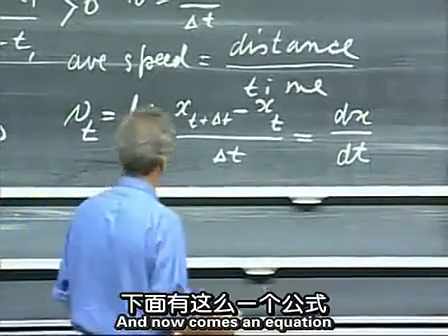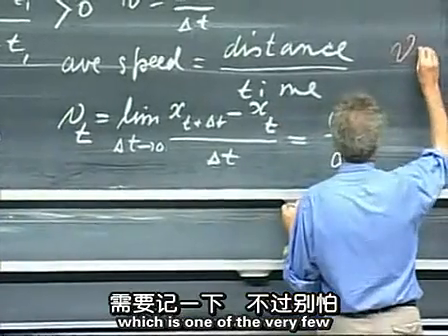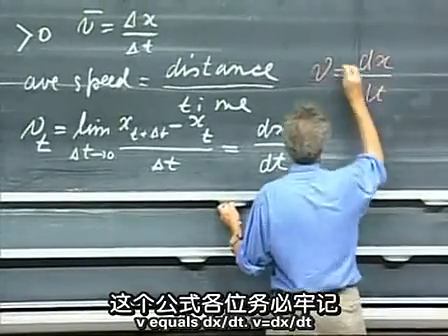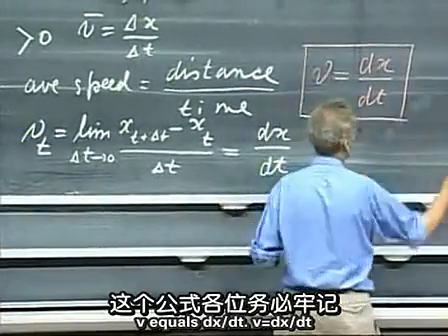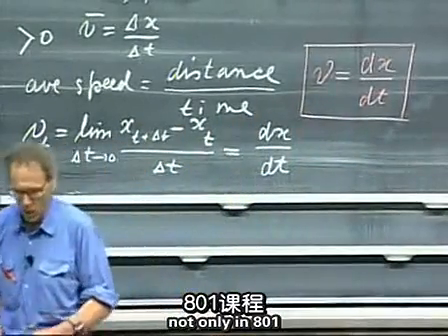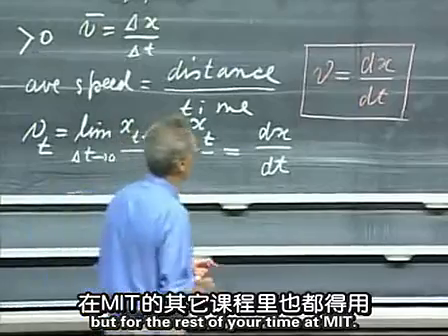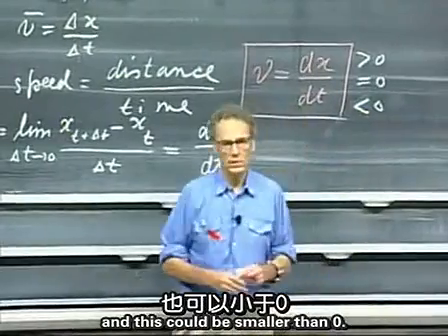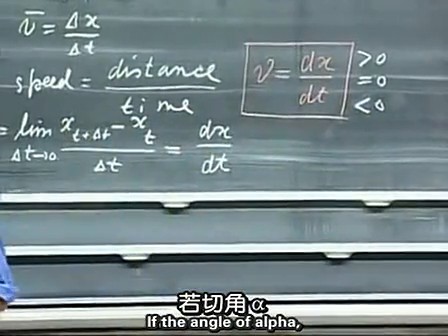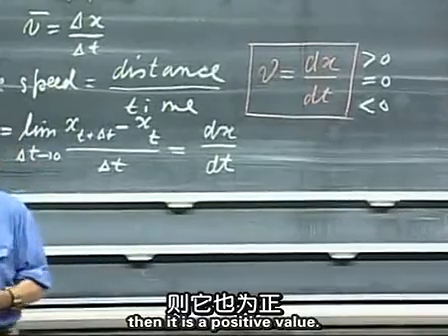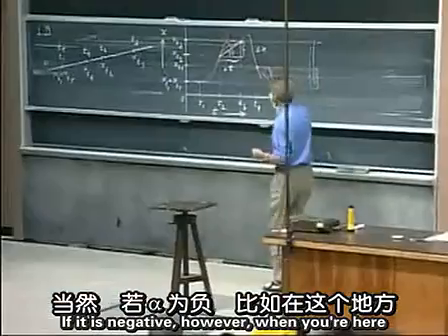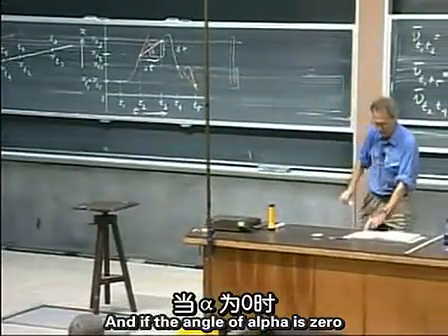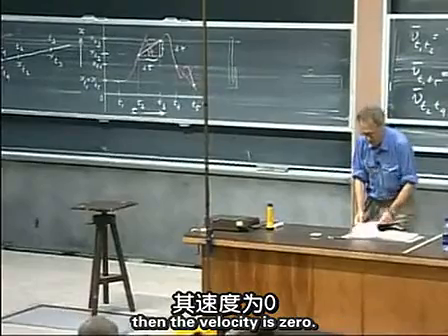And now comes an equation, which is one of the very few that I want you to remember. In 801, v equals dx/dt. This is one that you must remember not only in 801, but for the rest of your time at MIT. And this could be larger than 0, this could be 0, and this could be smaller than 0. If the angle of alpha, the tangential, is positive, then it is a positive value. If it is negative, however, then it is a negative velocity. And if the angle of alpha is 0, then the velocity is 0.